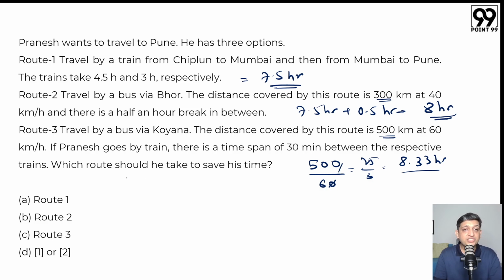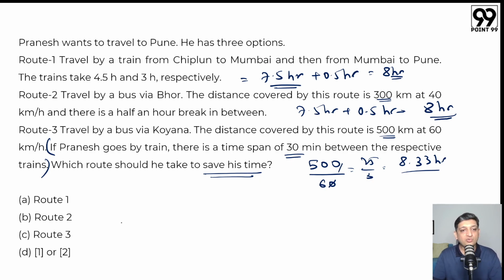You have to figure out which route he should take to save his time, which means that he should take the least amount of time. Now we can say that route 1 obviously is the shortest, but there is also a small point here which some of you might have missed. If Pranesh goes by train, there is a time span of 30 minutes between the respective trains, which means that there is going to be another half an hour that needs to be considered here. So route 1 can be done in 8 hours, route 2 can be done in 8 hours, route 3 will take 8.33 hours. So which are the best routes?